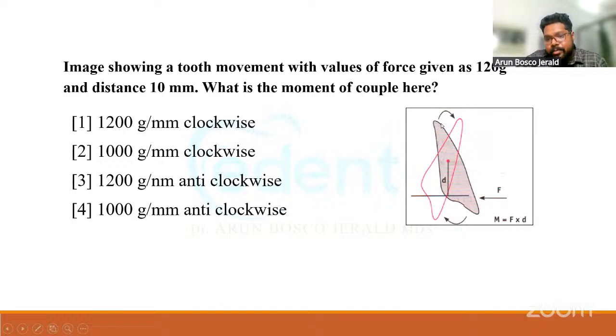This is the initial position. The shaded one is the initial position of the tooth. F is the force given. D is the distance between the center of resistance of the tooth to the point of force application. Moment is F into D, force into distance. So the moment, because of this applied force, is 120 gram into 10 millimeters. That means 1200 gram millimeters.